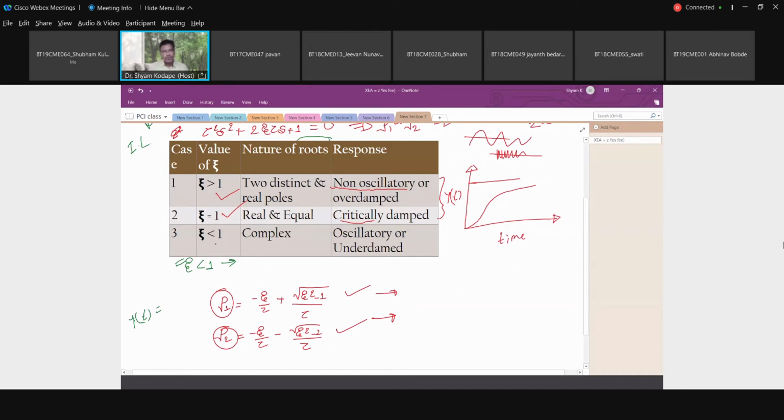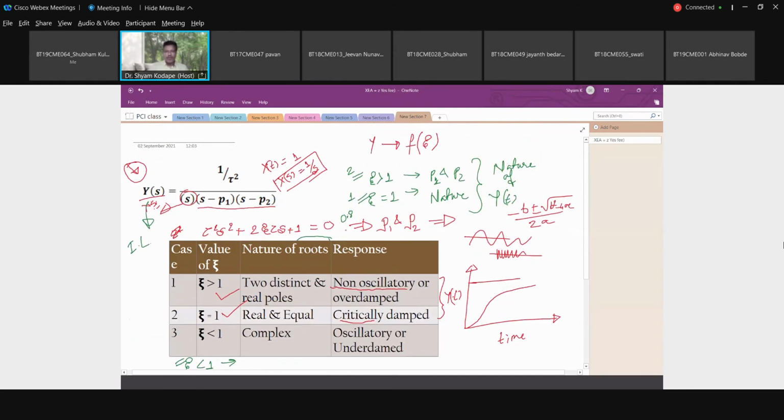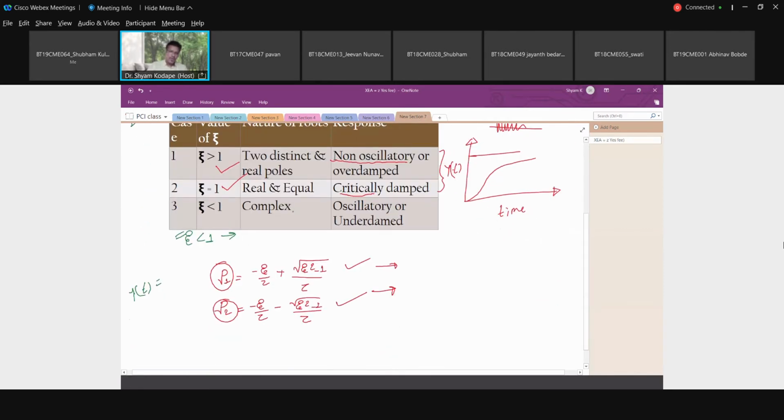What will happen if xi is less than 1? The under root terms will be negative, so it will come into the complex number. Agree? When we put complex numbers as roots P1 and P2 into y(t), we have to do the inverse Laplace, and what comes is a periodic function. It will give us an oscillatory movement in that response, and such a response is called an underdamped system.